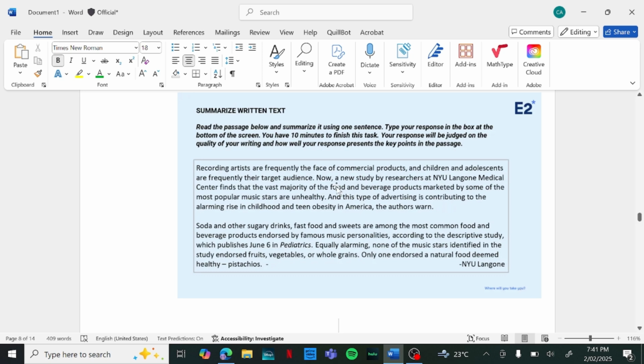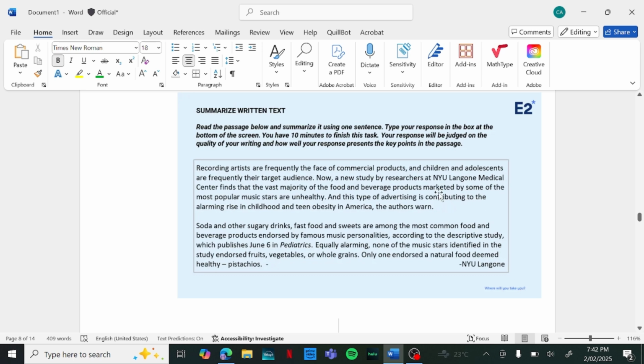So the first attempt is we're going to try to find a summary of the first one, then try to join it with the summary of the last one. Now, what is the most common thing that we see? Read this. You have 10 minutes, so it's not like it's 10 seconds. Spend your time reading this. So they said recording artists are frequently the face of commercial products, and children and adolescents are frequently their target audience. Now, who are adolescents? Teenagers, like children that have passed the childhood stage.